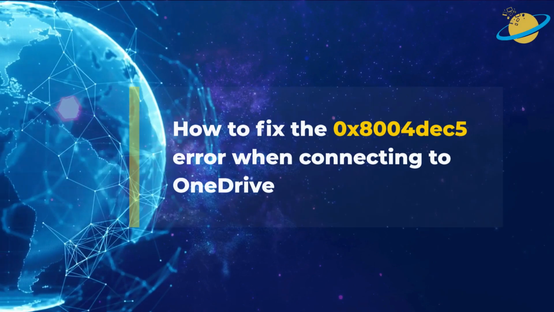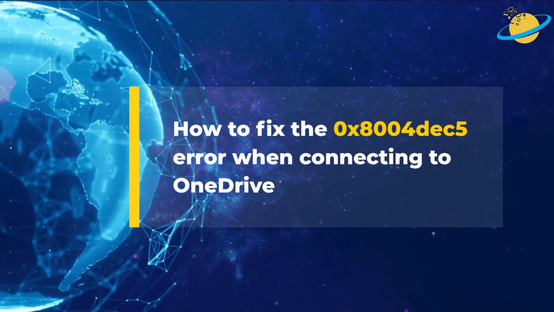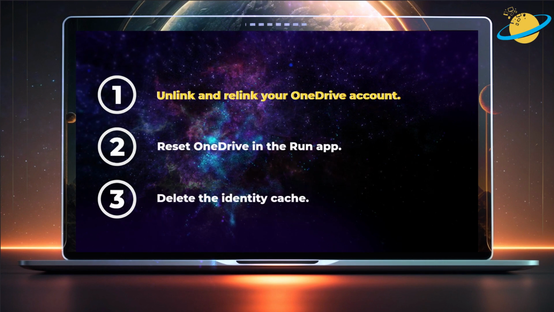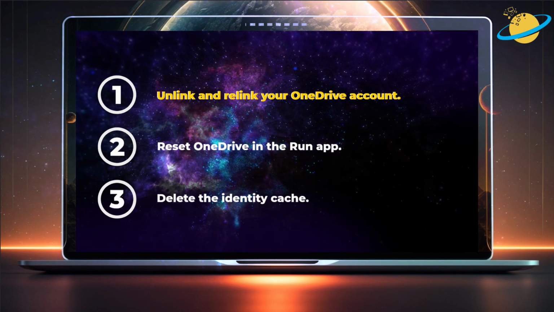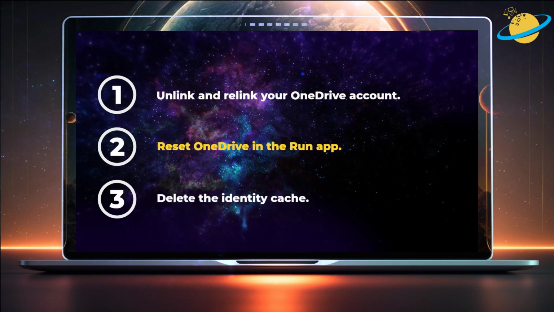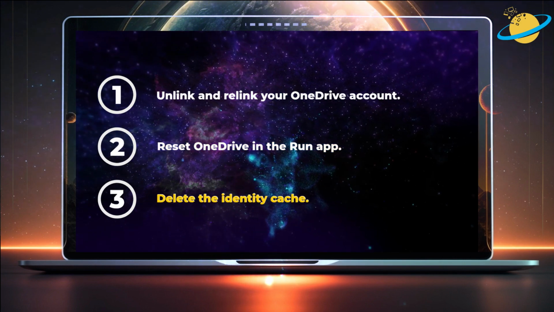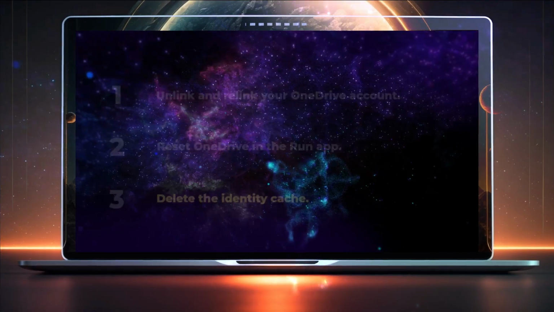Today, we'll show you how to fix the 0x8004dec5 error in OneDrive. First, we'll unlink and relink your OneDrive account. Then we'll reset OneDrive in the Run app. And finally, we'll try deleting the identity cache.